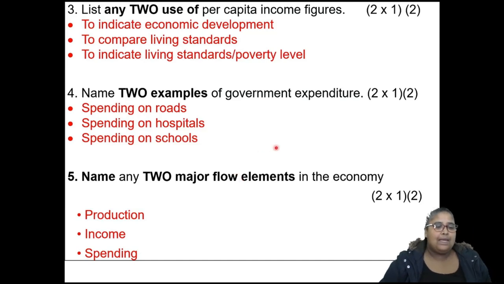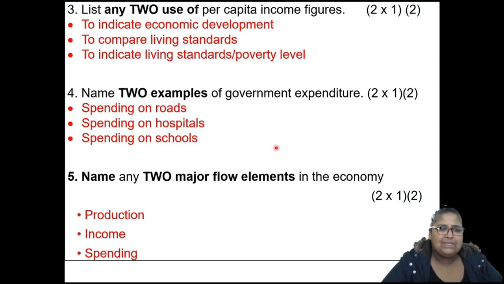Question 4, name 2 examples of government expenditure. So here you basically list the types of things, or the expenditure functions of government. What does government spend money on in the economy? So they spend money on roads, maintaining and building roads, spend money on hospitals, on schools.